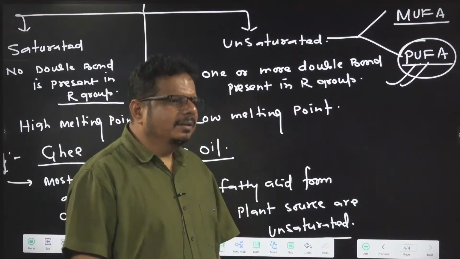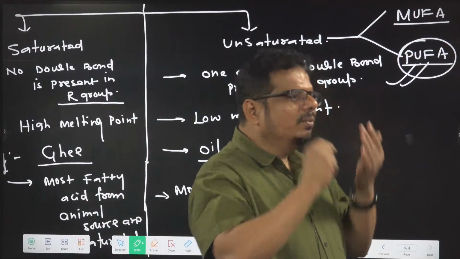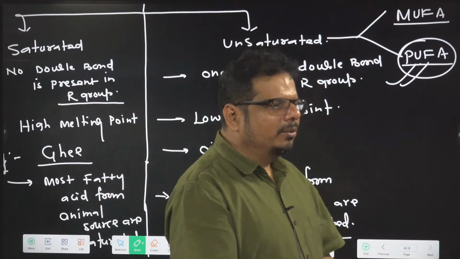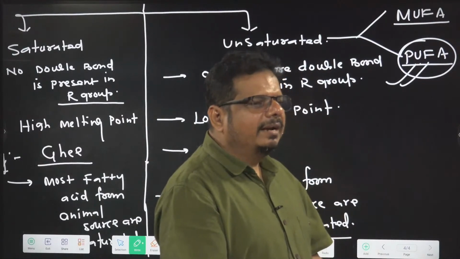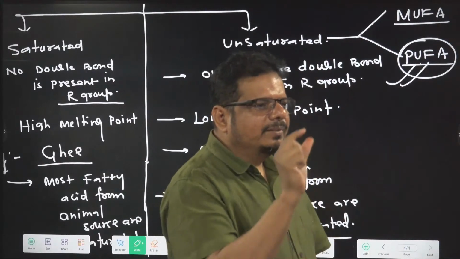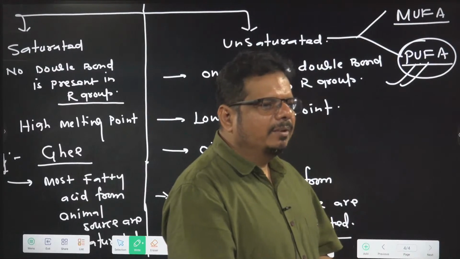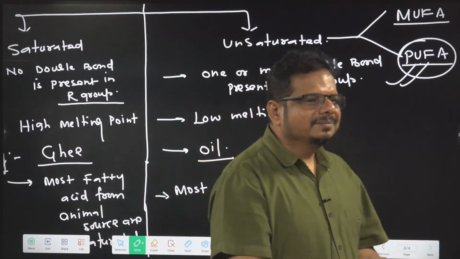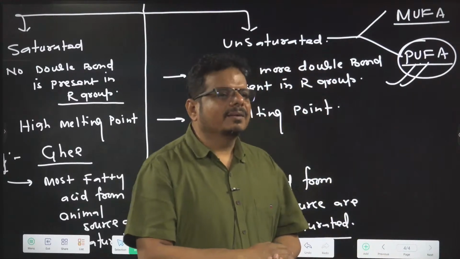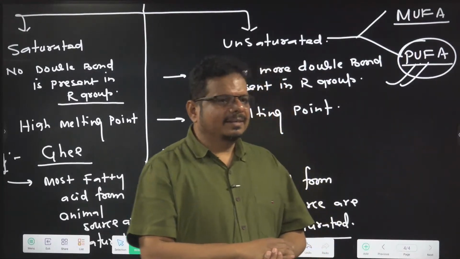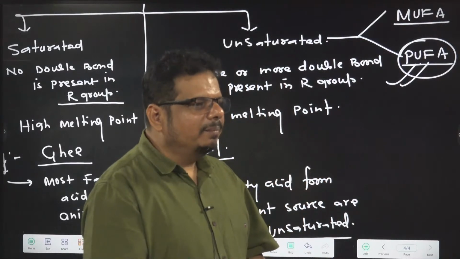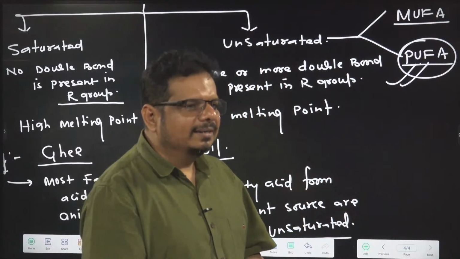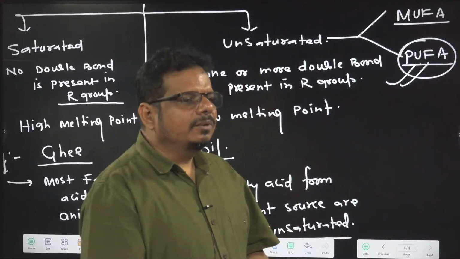So earlier, I think many of you are aware, a product of saturated fatty acid came in the market. The product name was Dalda. Actually, that is vegetable ghee. Are you aware of the name Dalda? That is basically saturated fatty acid. Nowadays, you find that its consumption is very low. Usually, people avoid it, because it is saturated fatty acid.